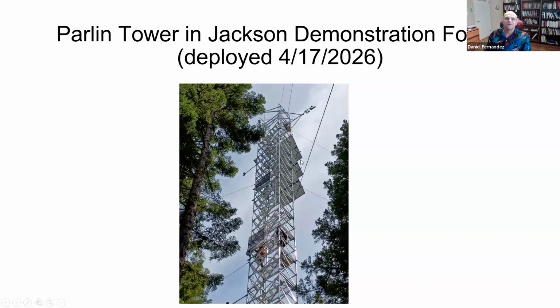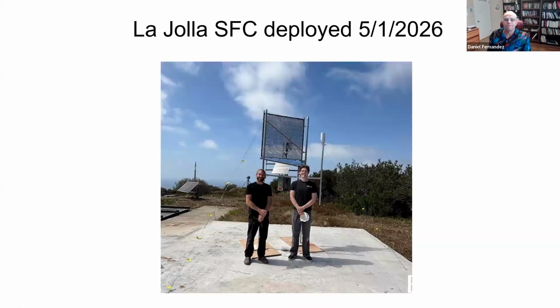And yeah, these are two of the fog collectors at Parlin Tower, and it's quite a ways up. This was a close-up photo. You can see this one's near the canopy top. This one's a little bit below. And then this is the fog collector in La Jolla. This is Jason on the left, one of my former students who's now working with me, and one of my current students, Ryan, is on the right. We were very happy after we deployed our southernmost fog collector there in La Jolla.